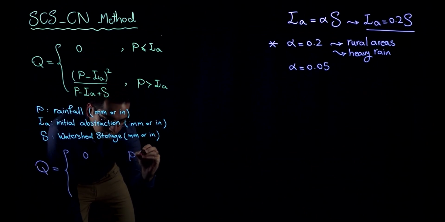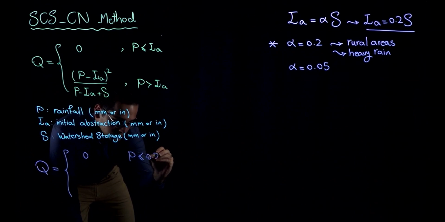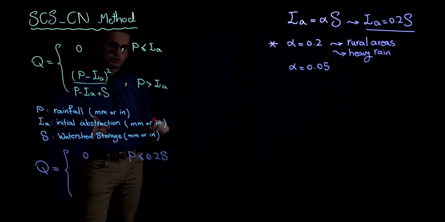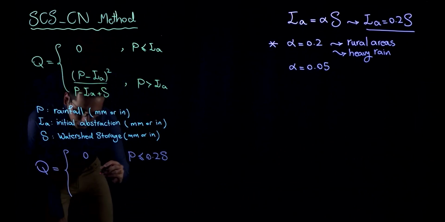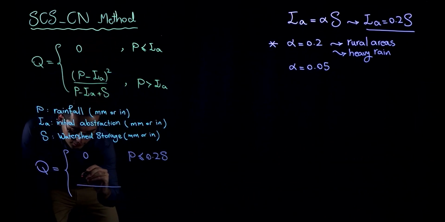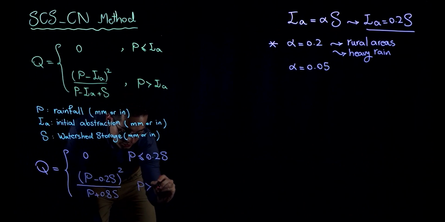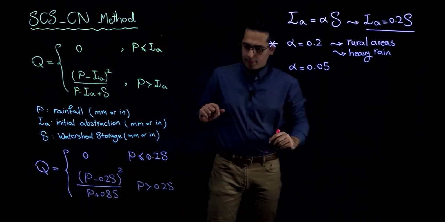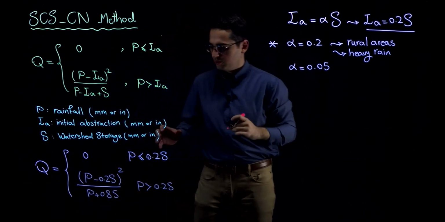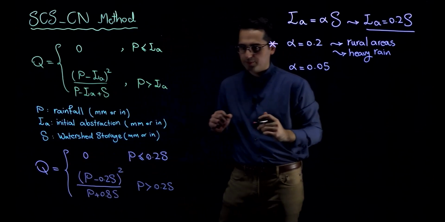So if precipitation is less than or equal to 0.2 times S, and then the other condition is when precipitation is greater than 0.2 S. All right. So assuming alpha equals 0.2, this is the SCS curve number equation.